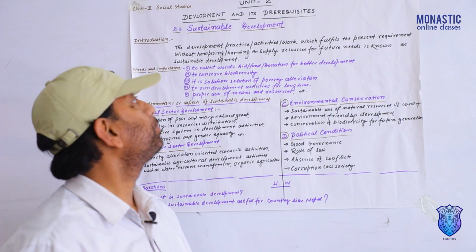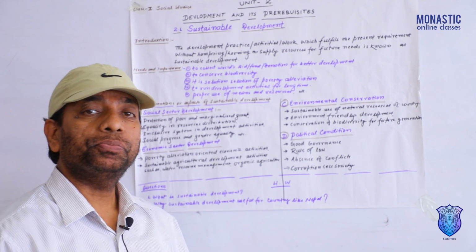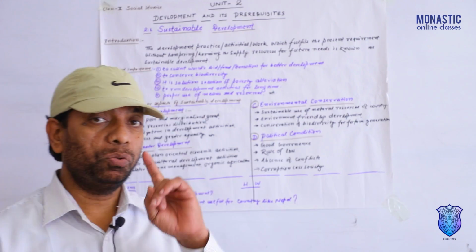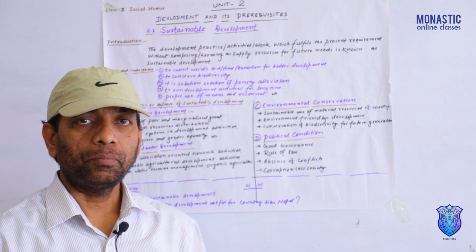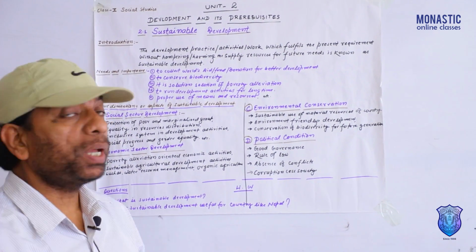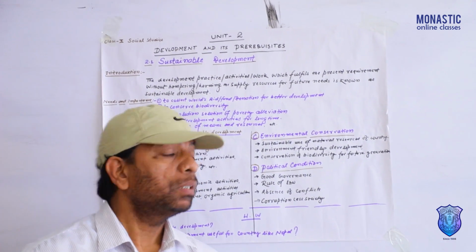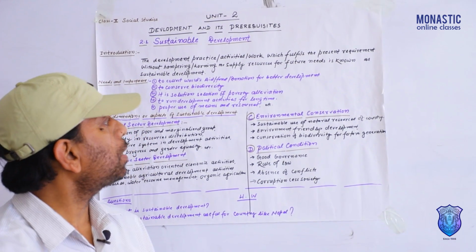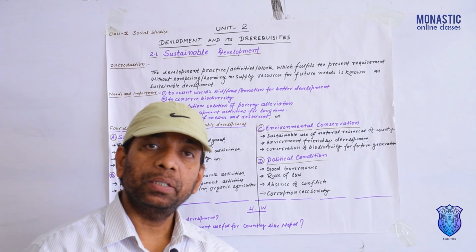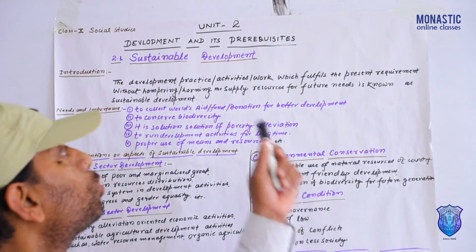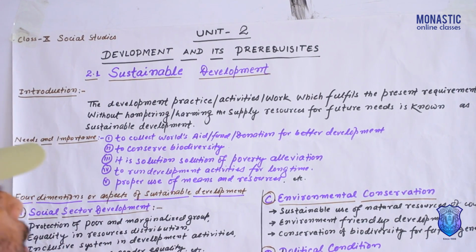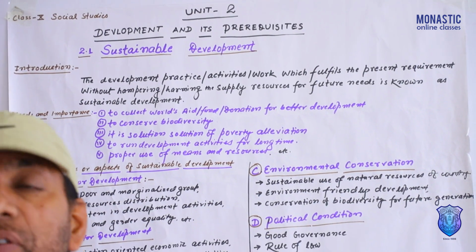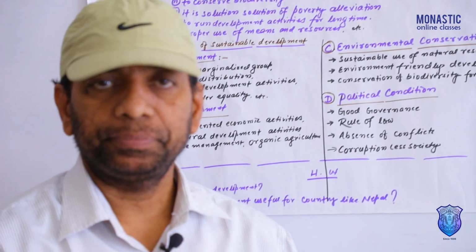Social studies class 10, unit 2, lesson 1. In the previous chapter I taught you unit 1, lesson 1 and lesson 2, about human resources, FDI, and the Human Development Index. After that first unit, today I'm going to teach you unit 2, development and its requisites, prerequisites, or necessities, we can say.